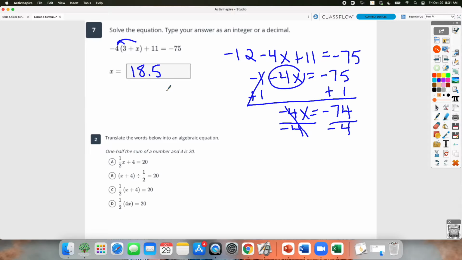Okay, and then on number 2, translating 1/2 the sum of a number and 4 is 20. So you're taking half of that entire sum. So that sum of a number and 4 needs to be grouped in parentheses to show that you're taking half of all of it. So then you would be multiplying that whole thing by 1/2. So C would have been our correct answer.